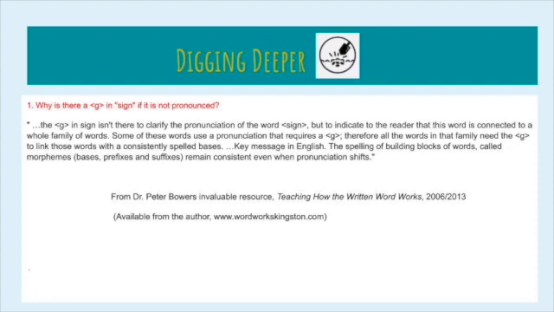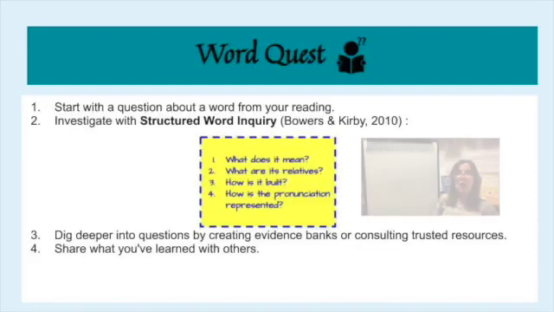Key message in English: the spelling of building blocks of words called morphemes, bases, prefixes, and suffixes remain consistent even when pronunciation shifts. So, now do you know why there's a G in sign?